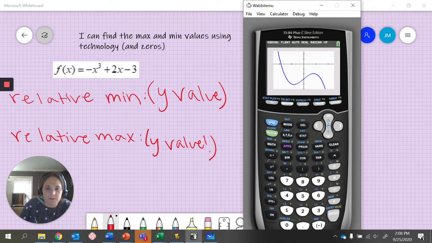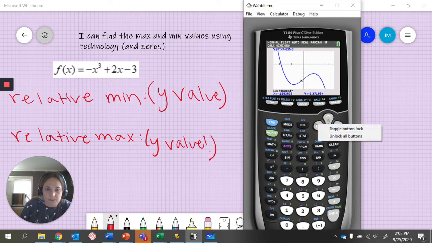And how we do that is you do not hit the trace button. That's a no-go. We actually want to calculate it. So see the blue button above the trace? We're going to hit second, trace. Now we are actually calculating it. So we go down to number 3 to do the minimum, and it says left bound. So we're going to move our spider, I call that guy a spider, to the left.